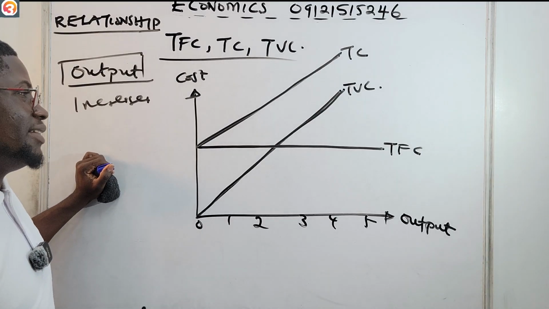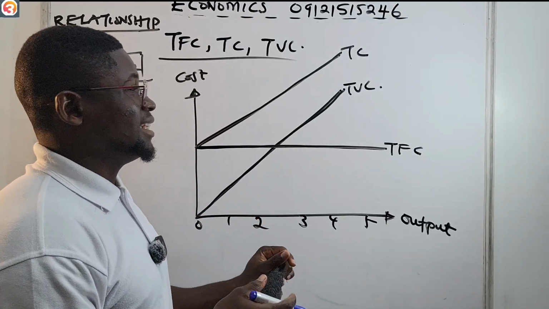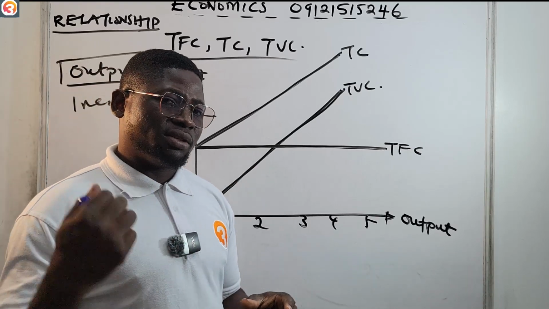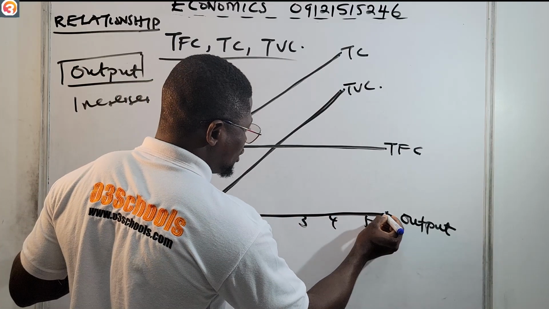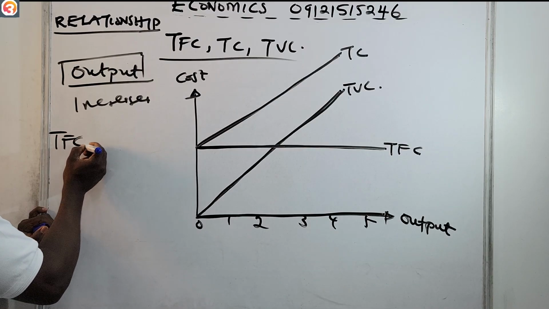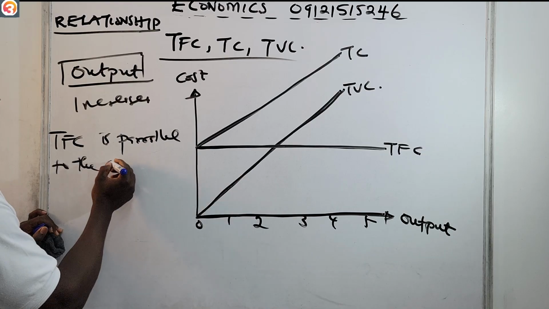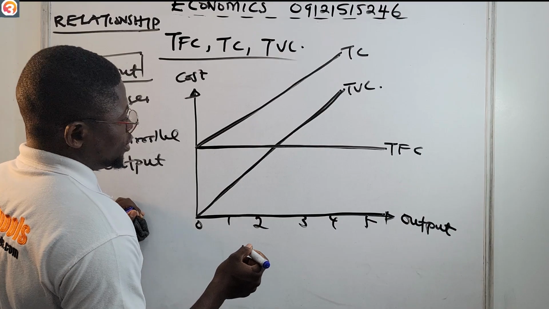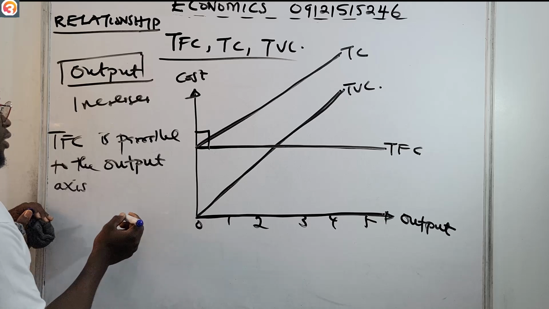And of course, observe this about the total fixed cost. In fact, in your past questions, they ask a lot of questions on the total fixed cost, so do not joke with it. As you can see, the total fixed cost is parallel to the output axis. So number 1, TFC is parallel to the output axis. And what else do you see? It is also perpendicular to the cost axis.